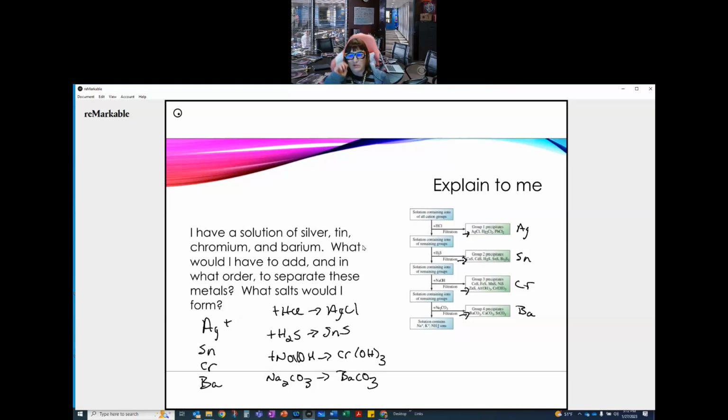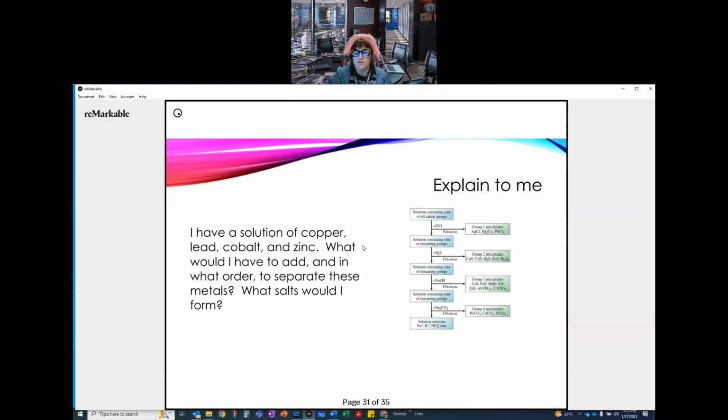So let's take another look. Can we use this again? So now I have a solution of copper, Cu, cobalt, lead, and zinc. Okay, fine. So I see lead, Pb is here. I am looking for copper, Cu is here. I am looking for zinc, Zn is here. And that leaves me with cobalt, Co, and actually Co is here as well. So now I've identified where all of these metals would come out.